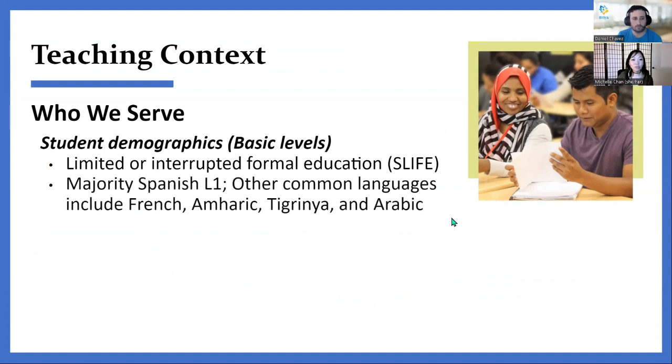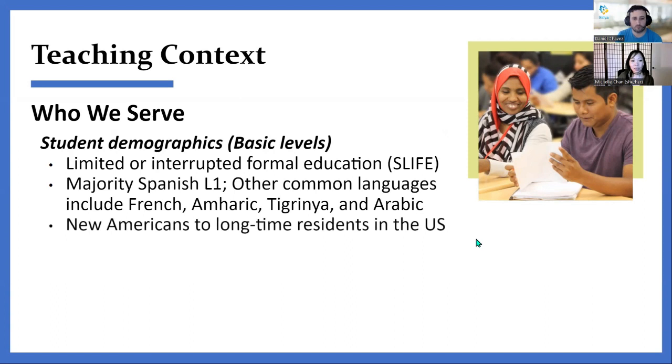The majority of our students are Spanish speakers. Other common languages include French, Amharic, Tigrinya, and Arabic. Our students include new Americans to longtime residents of the United States.